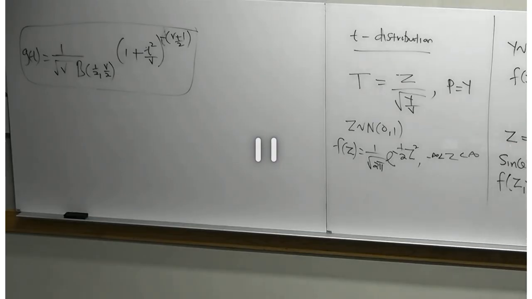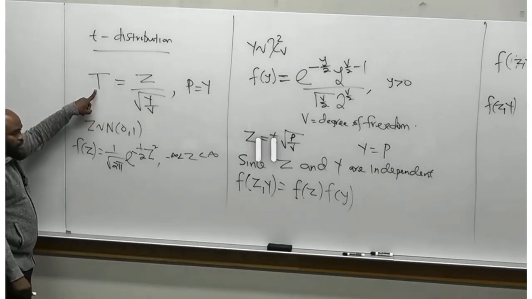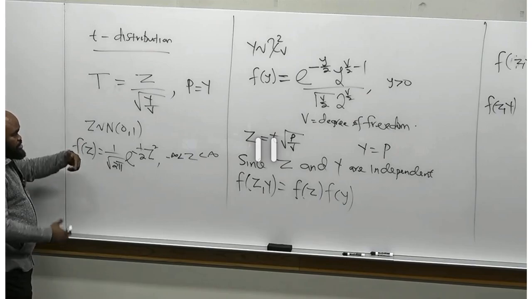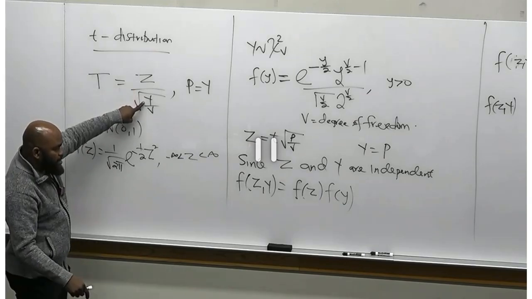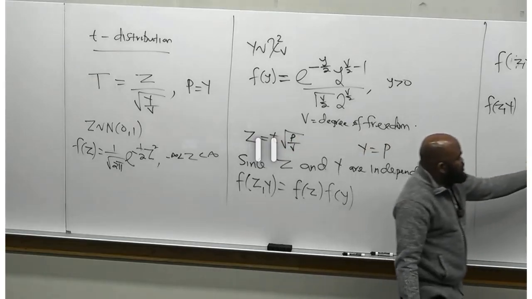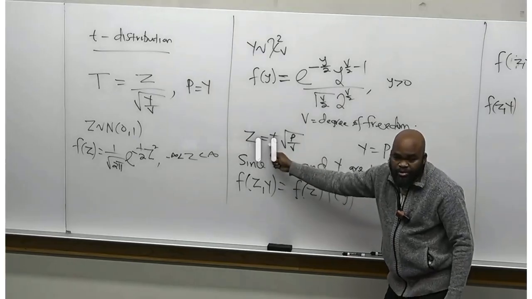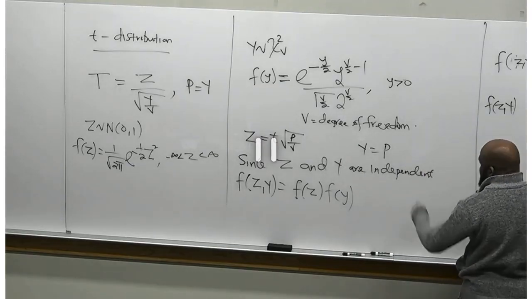Now when you take a look at this, this is f of z and y, because if I want to derive the g of t, I need to first get the joint of z and y. The joint of z and y, we're told they are independent. We multiply them, we have this. Now the next is to come back here and get the Jacobian.